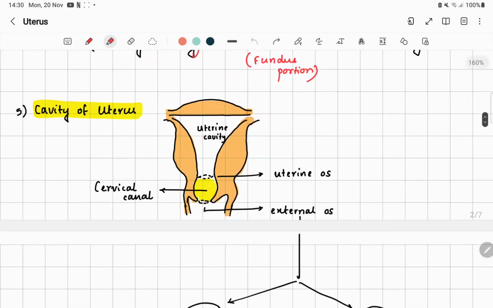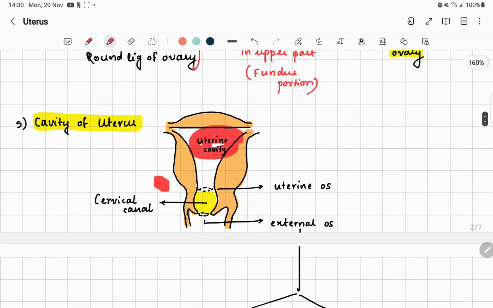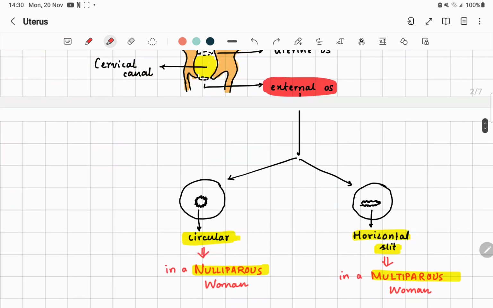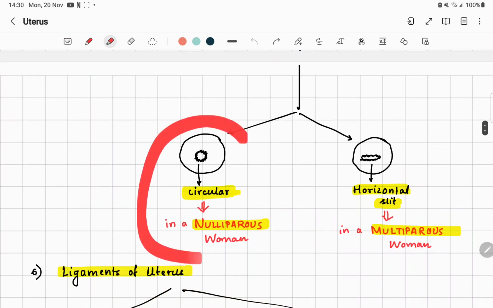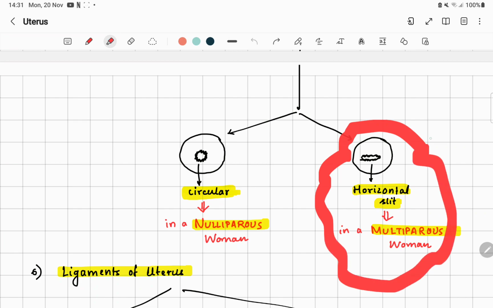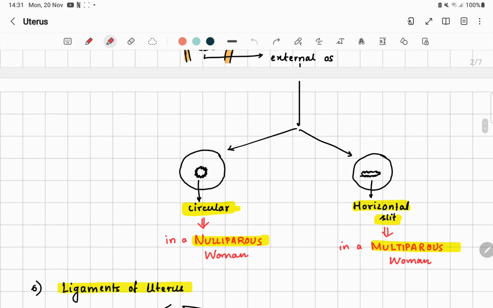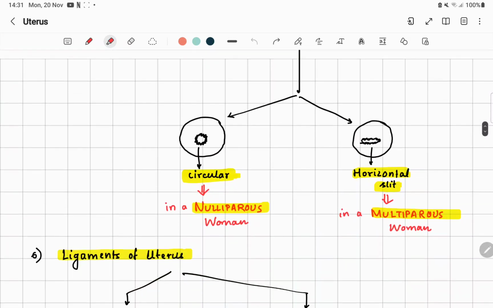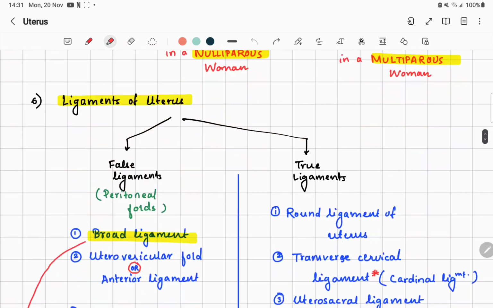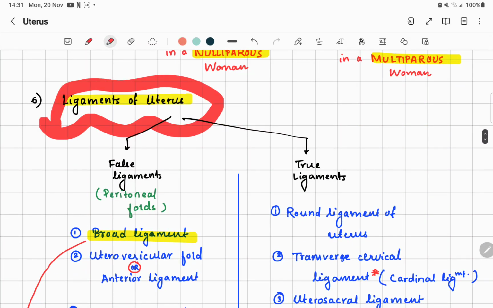Then talking about the cavity, we have the uterine cavity, the cervical canal here, the internal os here, and the external os. The external os is circular in nulliparous women who don't have children, and it is a horizontal slit in shape in multiparous women, having multiple children, in childbearing women.